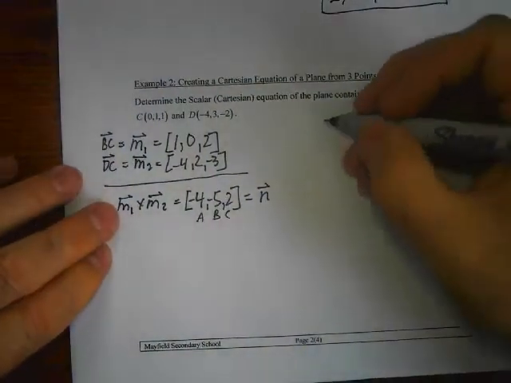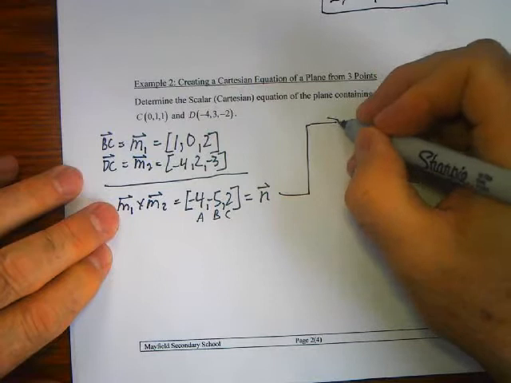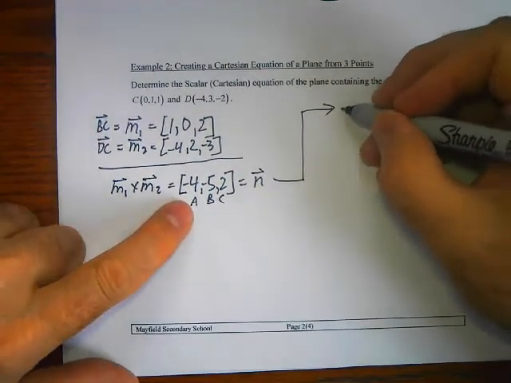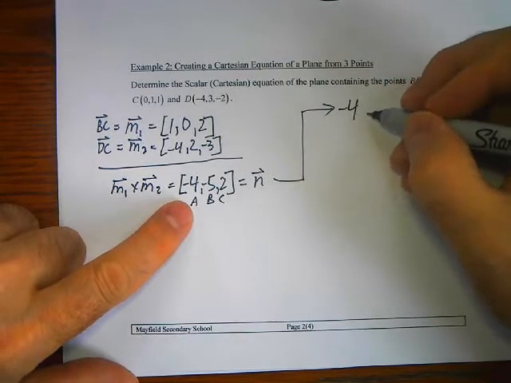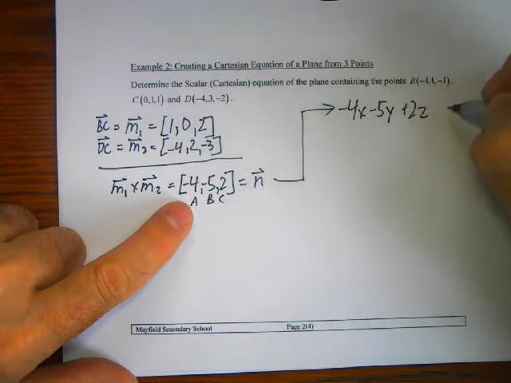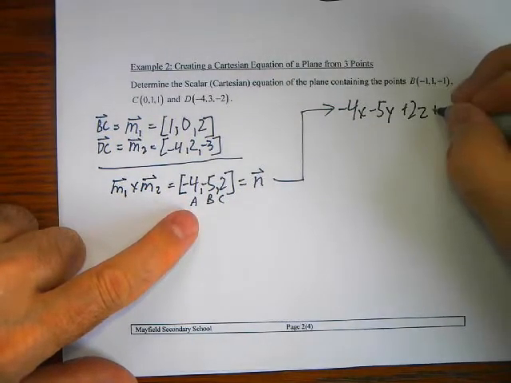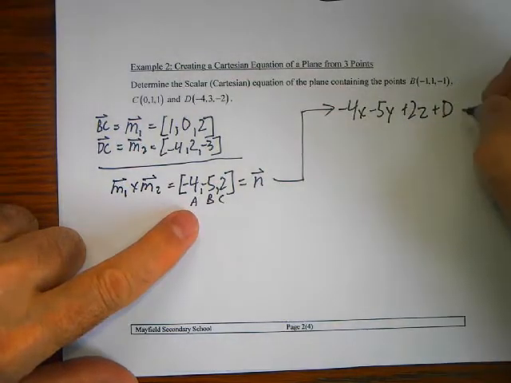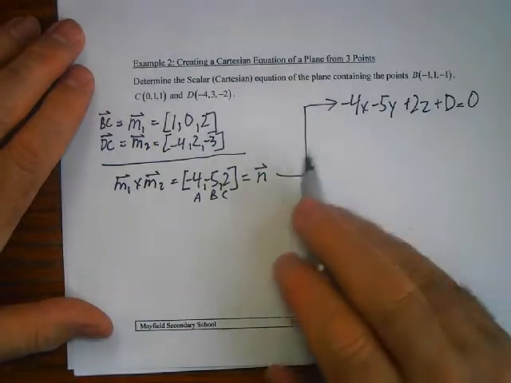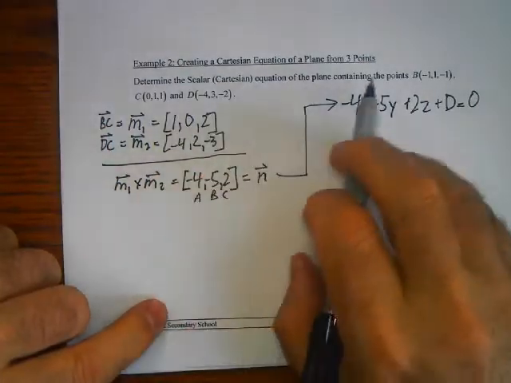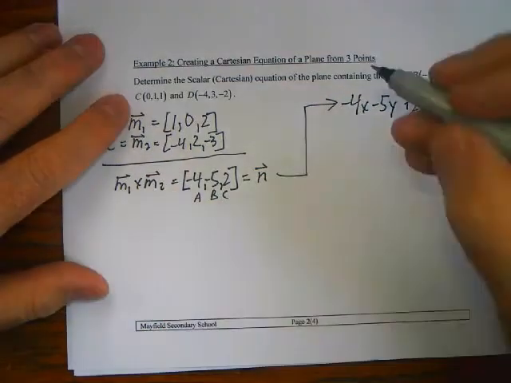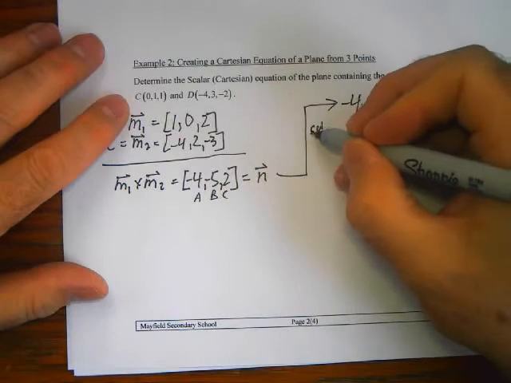Okay, so I can take those values and start creating my Cartesian equation of the plane. So I have negative 4x minus 5y plus 2z. Again, we don't have the d value. We have to actually find that using a point. So what we do, this time we actually have 3 points to choose from. I'm going to pick the easiest one. I'm going to substitute in c. Substitute c.